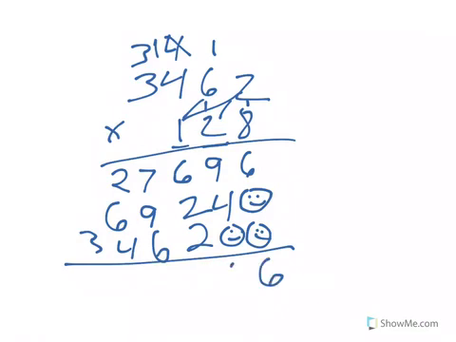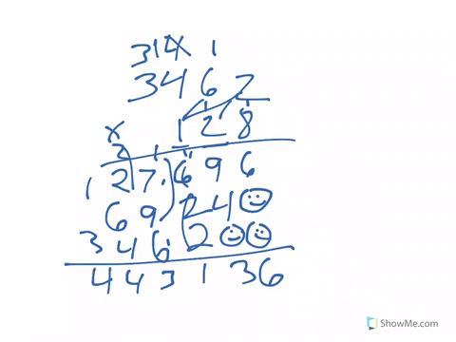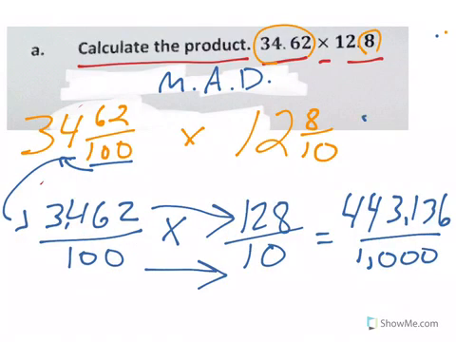6. 9 plus 4 is 13. 2 and 2 is 4, plus 6 is 10, plus 1 is 11. 9 and 1 is 10, plus 7 is 17, plus 6 is 23. We have 6 and 4 is 10, plus 2 and 2 is 14. 3 and 1 is 4. So we end up with 443,136. Come back here, and now we have our answer, right?